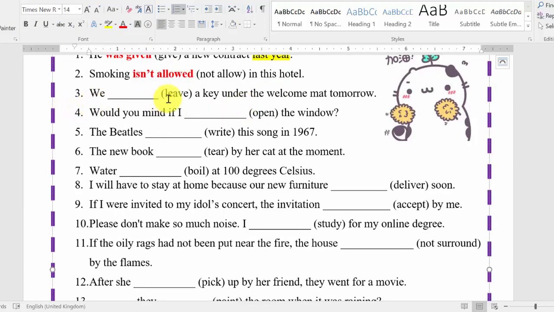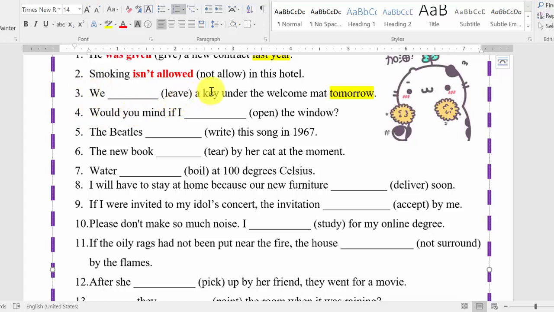Next one, number 3, we want a key under the welcome mat tomorrow. Welcome mat means the mat that you put in front of your house, in front of the door, sorry. So we leave a key under the mat tomorrow. So your keyword here, tomorrow. We leave a key. We is people.